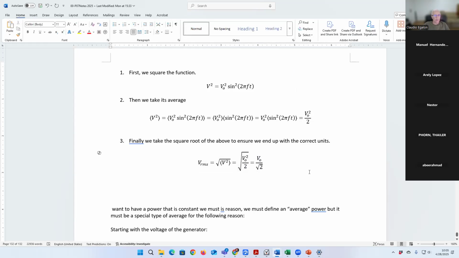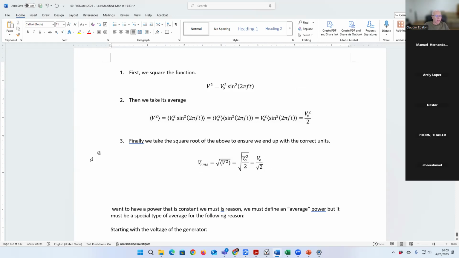Okay. That's what we get when we take the root mean square value of a sine function. The root mean square value of a sine function is going to be 1 divided by the square root of 2. That's what we do.